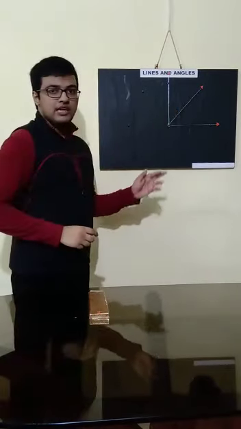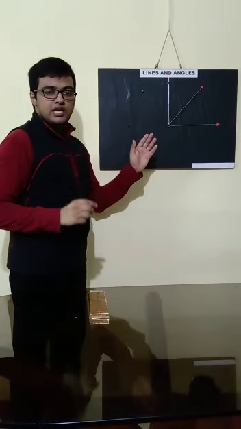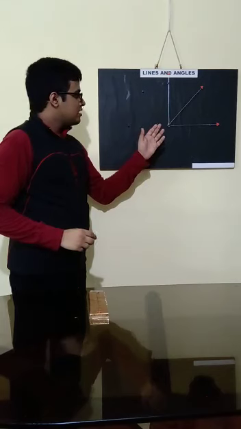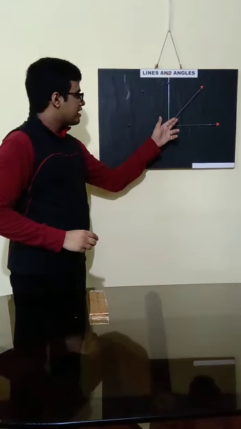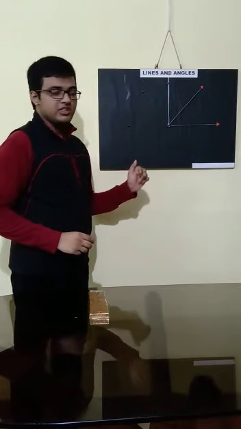Now let us see the next pair of angles. These are complementary angles. Two angles in a plane are said to be complementary if the sum of the two angles in the pair is 90 degrees. Each angle is said to be the complement of one another.